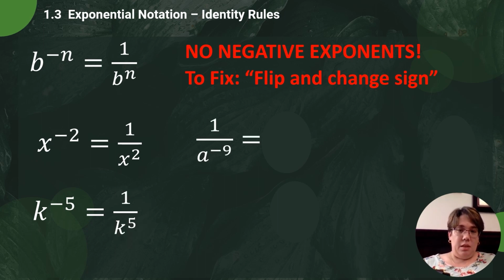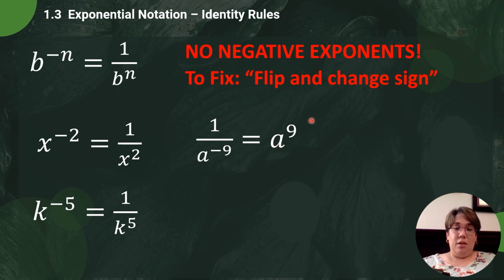Okay, then 1 over a to the negative 9th. Flip that. So when you flip this, you have a to the negative 9th in the denominator, so flipping it brings it to the numerator. That would become a to the positive 9th, all over 1.